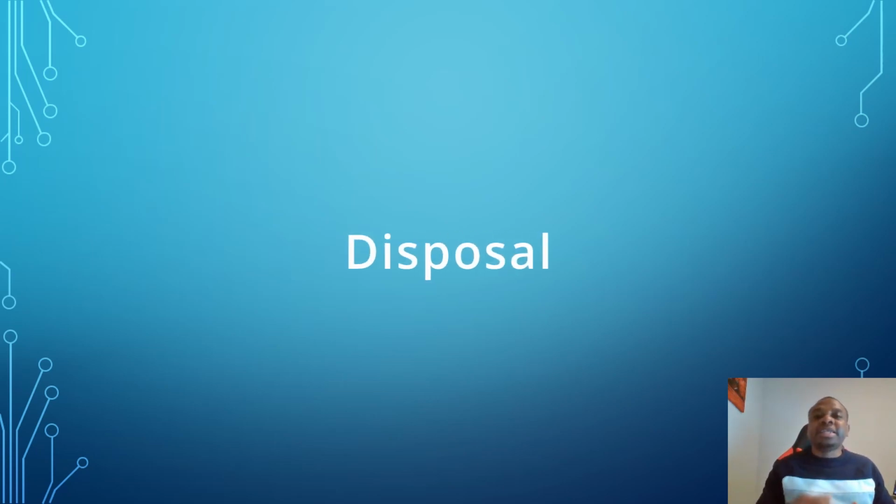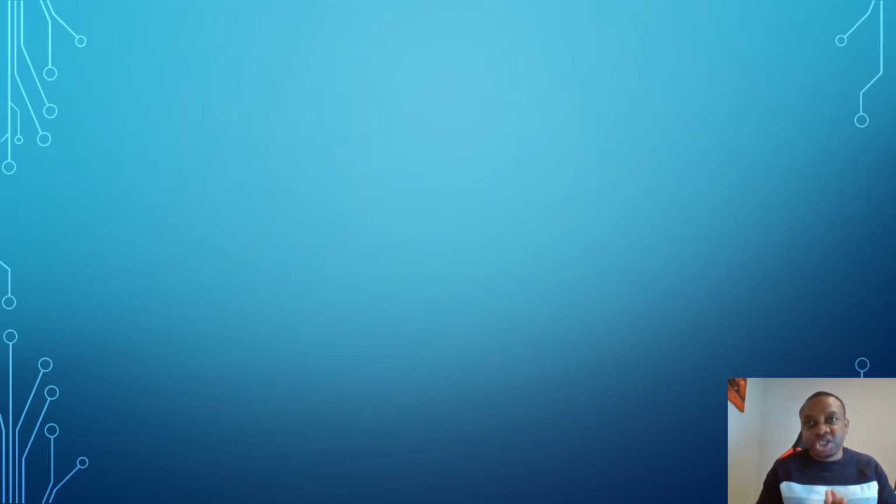Now, the disposal or disposition phase talks about system or parts termination. This talks about system decommissioning. This comes into play when the system is no longer needed, so the system will be decommissioned from the network. But there's a process in place to decommission, terminate, or dispose of a system.